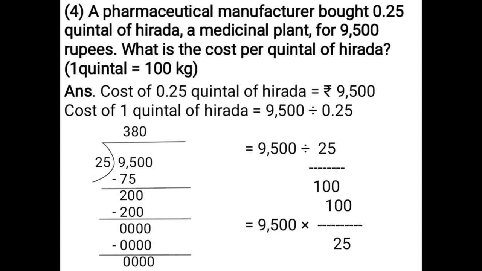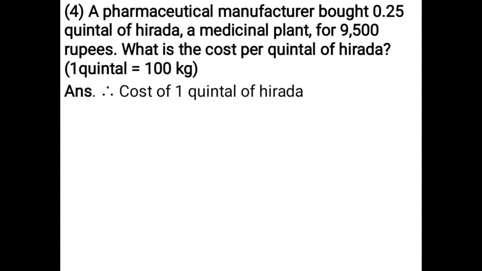Now you have to do 25 table cancellation. 25 ones are 25. 25 380s are 9,500. Multiply the number 380 into 100. 38 ones are 38. Then 3 zeros you have to add. Answer is 38,000. Therefore, cost of 1 quintal of Hirada is equal to rupees 38,000.